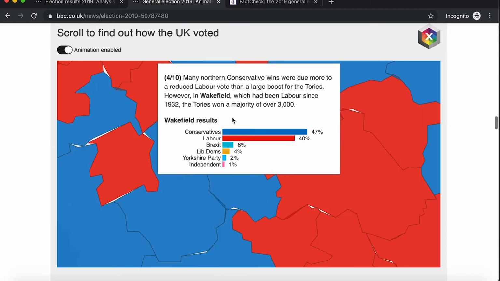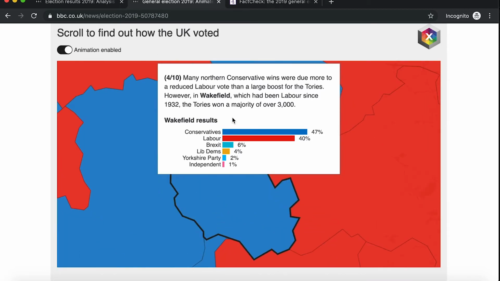We go into a bit more detail now, so they're going in and then coming back out and going in again, focusing on a bit more of the detail. So in this instance they're looking at Wakefield, which had been Labour since 1932, and the Tories won by a huge majority in this instance, 3,000. Another good way of presenting what they've done here is through a bar chart, or horizontal bar chart.